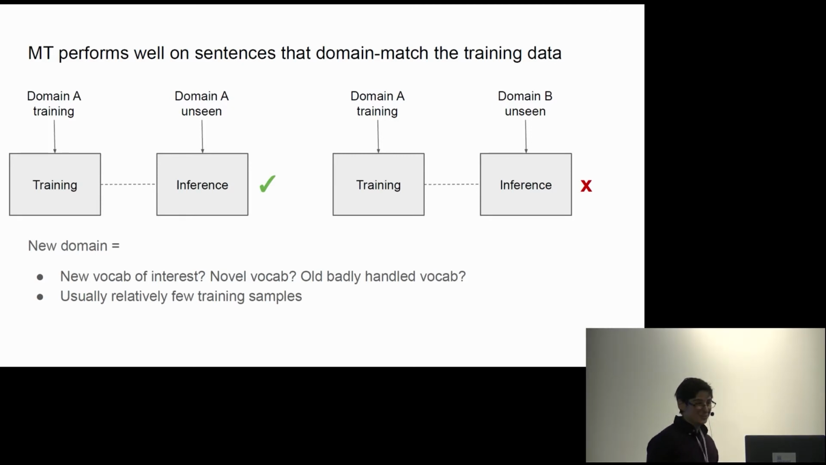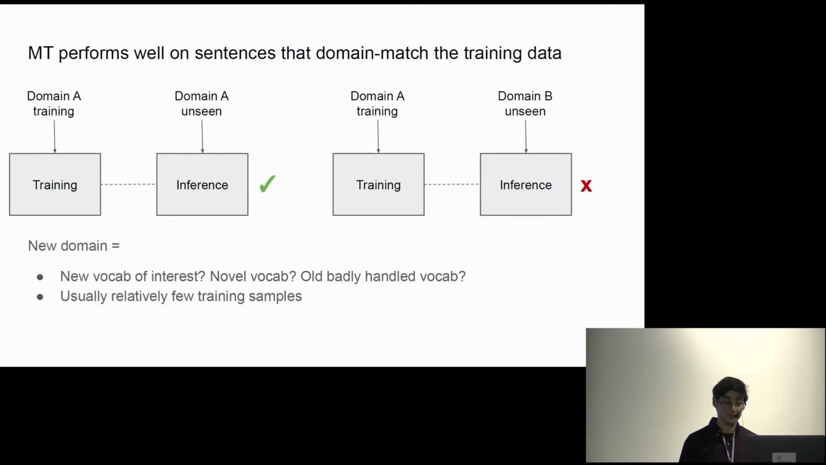So this is a case where you really want to adapt your model. You can retrain on everything. That often works, but it's inefficient. It takes time. It takes energy. And then when you have another new domain, you just have to do it all again.